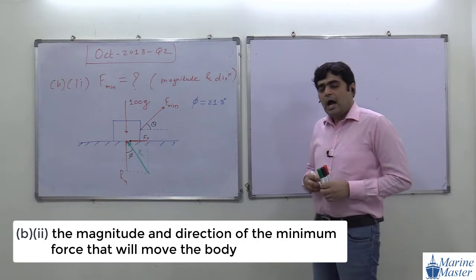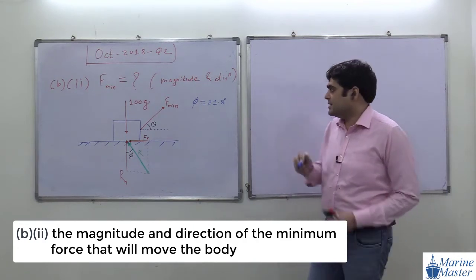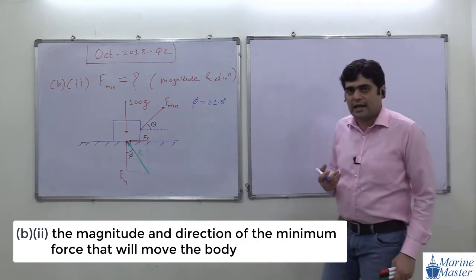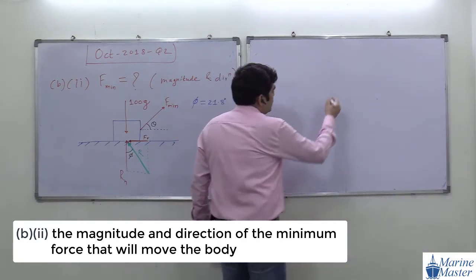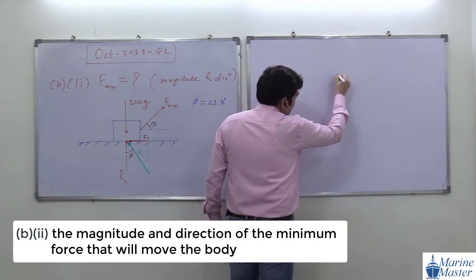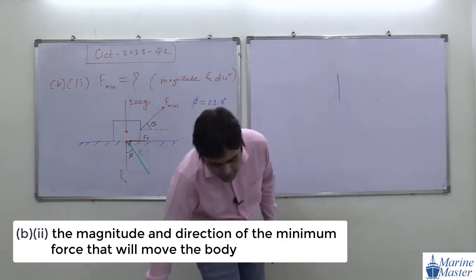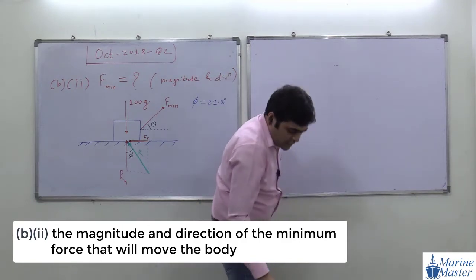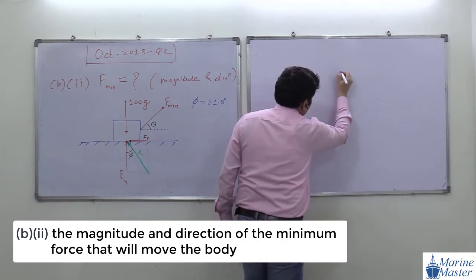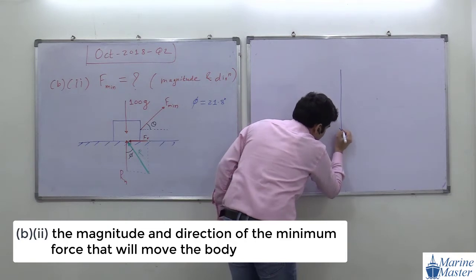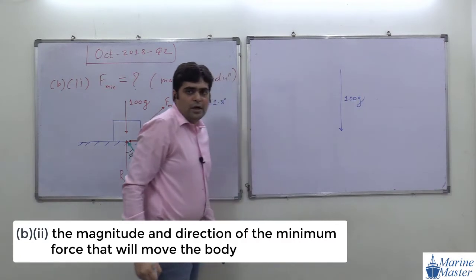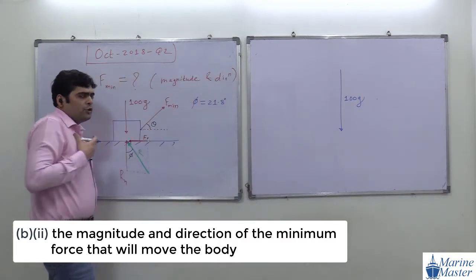How do we start with the force vector diagram method? We already discussed it. As usual, what is our standard practice? First of all, we draw our reference, which is the weight of the object. What is the weight of the object here? 100 g. Very good.